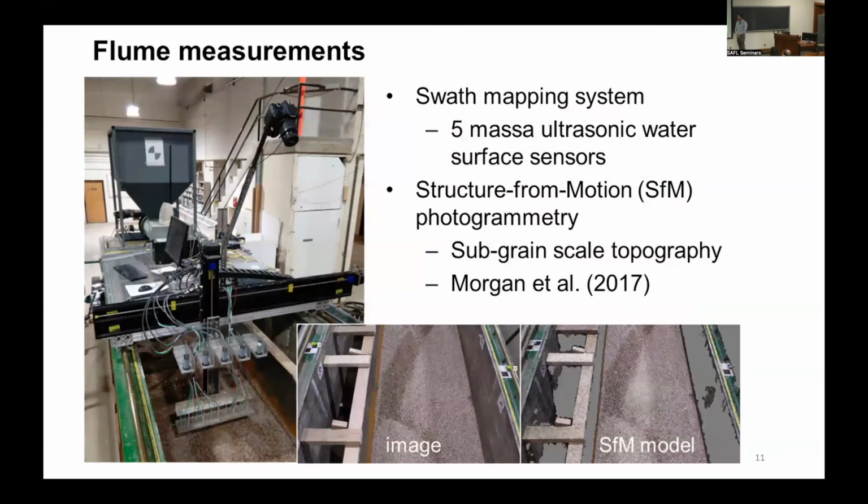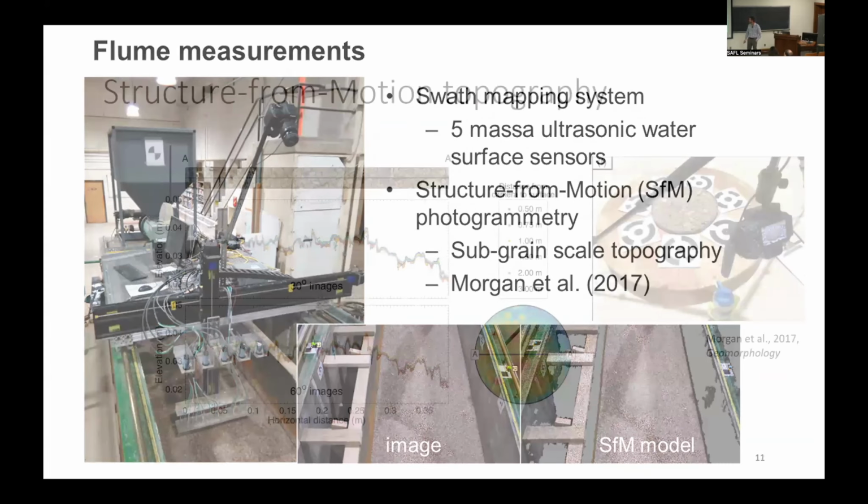So we built a cart that was inspired by the carts that you have here at SAFL. We have everything computer controlled, 5 ultrasonic water level sensors that would measure the water surface when we have flow moving through the channel. For the topography, we would use structure from motion photogrammetry, which is something we've spent a lot of time developing techniques for in the lab at CSU.